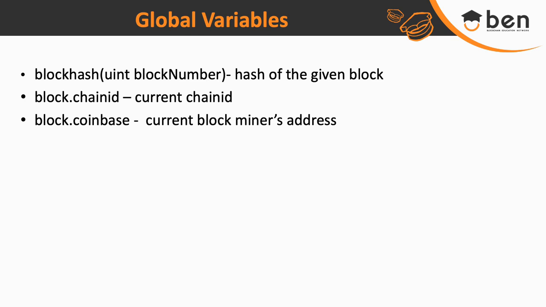So there is no need for all these global variables for you to reinvent the wheel. For example, if you want to know the hash value of the block, there is no way to write the implementation of everything. You just have to use a keyword and the information is available to you. So block.coinbase is again very important.